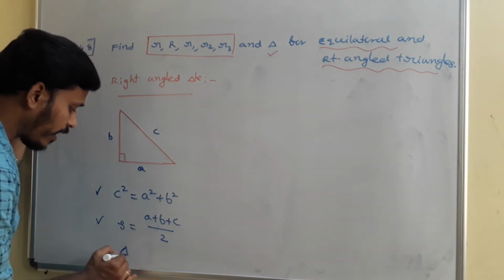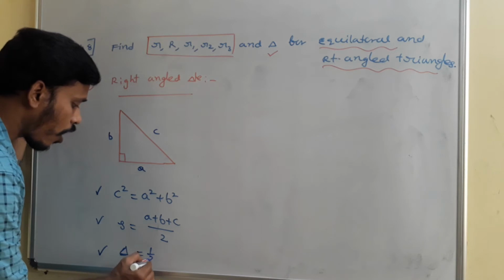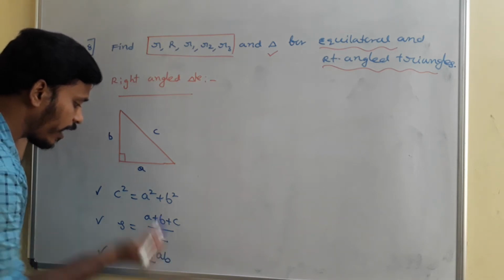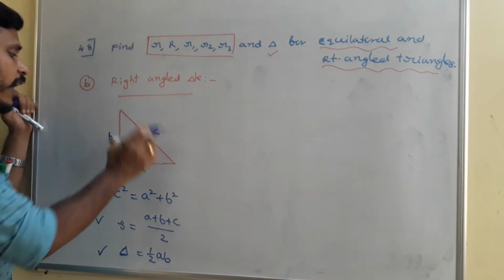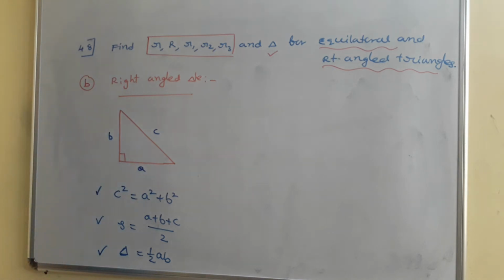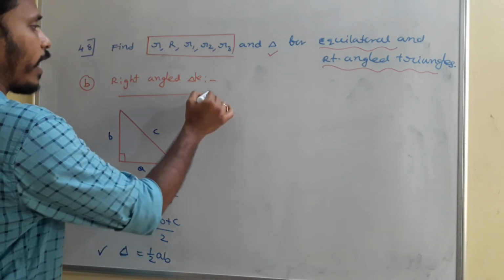That's okay. And the next thing is area, delta. See, area delta is equal to half ab. This b acts like height and this a acts like base. So, the area of the right angle triangle is half ab. These three things are very clear. And then one by one we need to calculate.